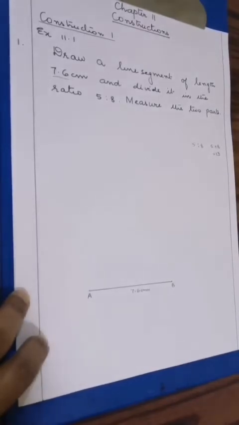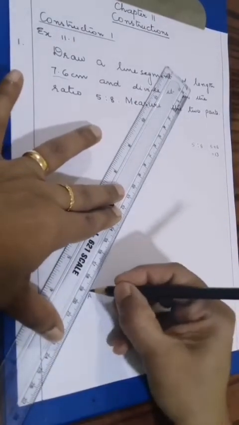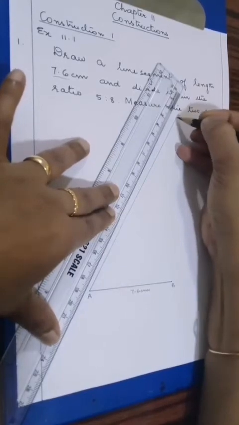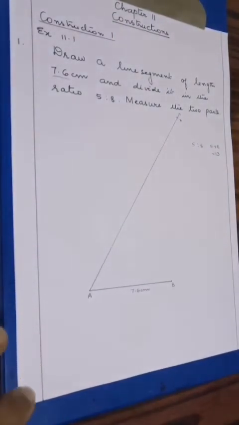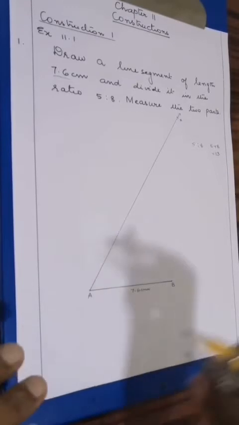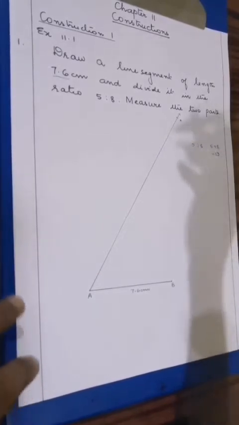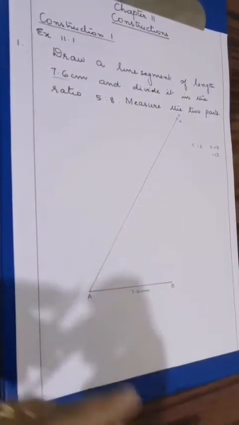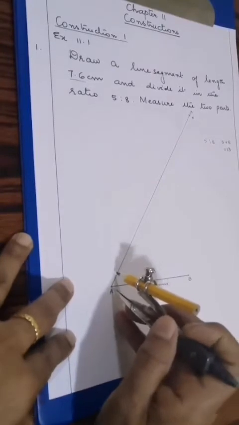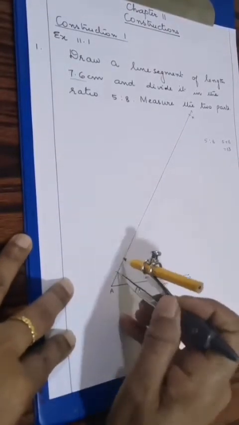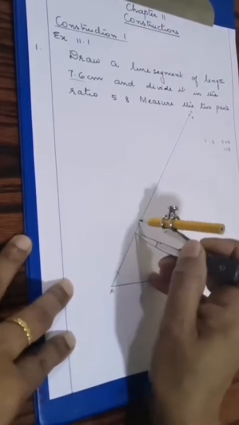The next step is to draw an acute angle BAX. The third step, on ray AX, we have to mark 13 arcs at equal distances. So with any convenient radius, you can mark 13 equal distant arcs.